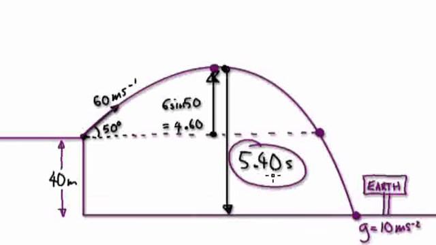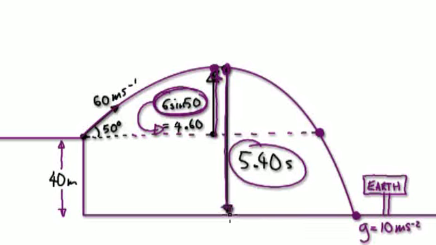Now remember, we've just worked out it takes 5.4 seconds to free fall from the top down to here. Remember that the time it takes to get to the maximum height is given by sine 50. Scroll back. Earlier we worked this out. So now punch this into your calculator to turn it into a decimal. So we now know that it takes 4.6 seconds to get to the maximum height, and it takes 5.4 seconds to free fall down to here.